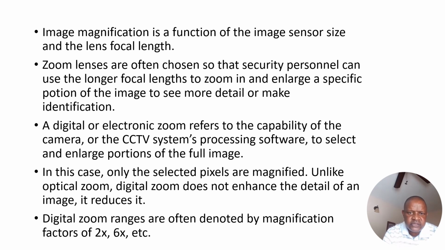Zoom lenses are often chosen so that security personnel can use the longer focal lengths to zoom in and enlarge a specific portion of the image to see more detail or make identification. A digital electronic zoom refers to the capability of the camera or the CCTV system processing software to select and enlarge portions of the full image. In this case, only the selected pixels are magnified. Unlike optical zoom, digital zoom does not enhance the detail of an image. It reduces it. Digital zoom ranges are often denoted by magnification factors of 2x, 6x, etc.